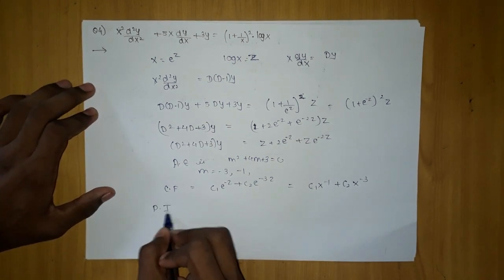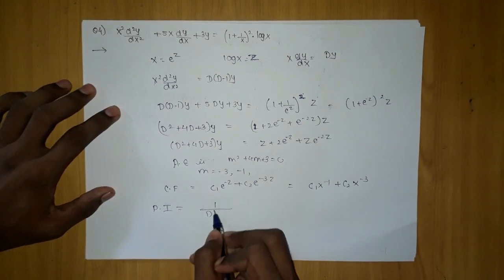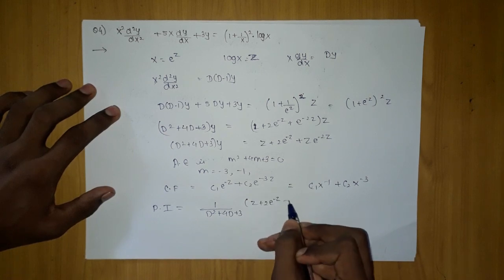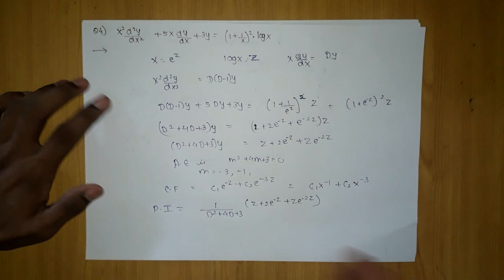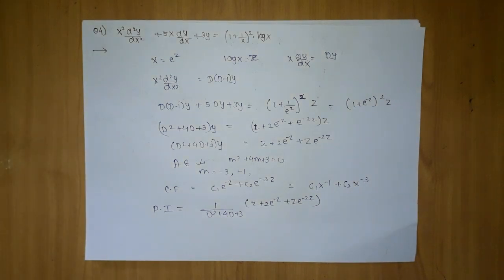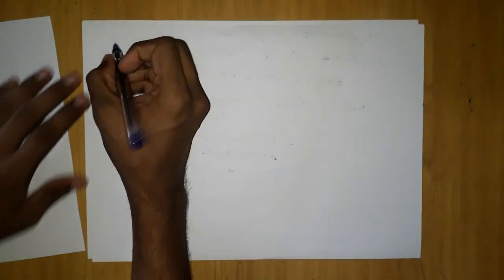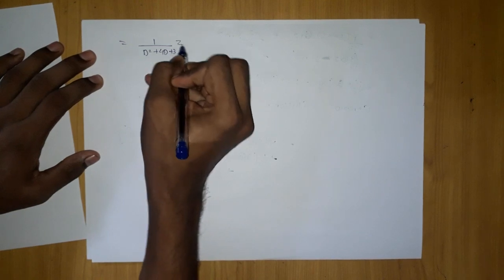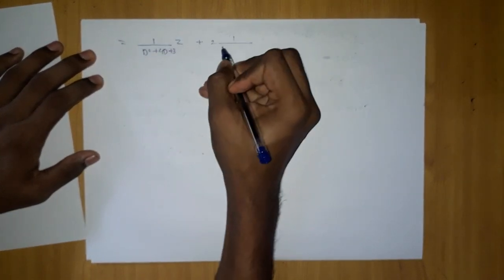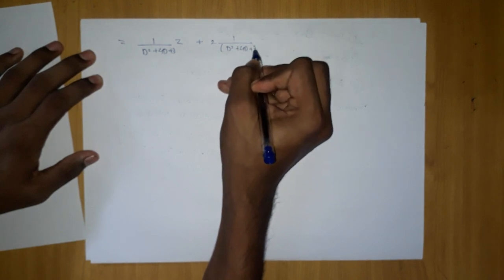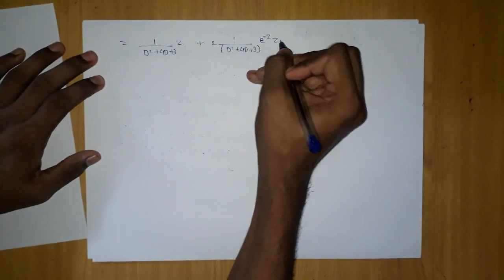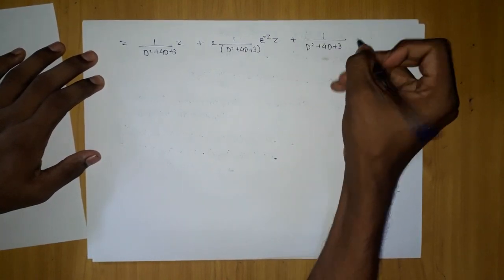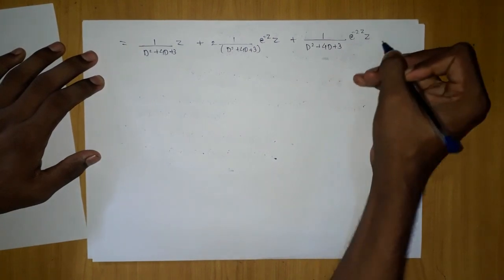After this I will focus on getting the particular integral, which will be 1 upon D square plus 4D plus 3 into z plus 2 e to the power minus z plus z into e to the power minus 2z. Agree? I will multiply with each of them and try to get my answer. Now let's do it. Firstly I will have 1 upon D square plus 4D plus 3 into z. Secondly I have 2 upon D square plus 4D plus 3 into e to the power minus z into z, plus 1 upon D square plus 4D plus 3 into e to the power minus 2z into z.